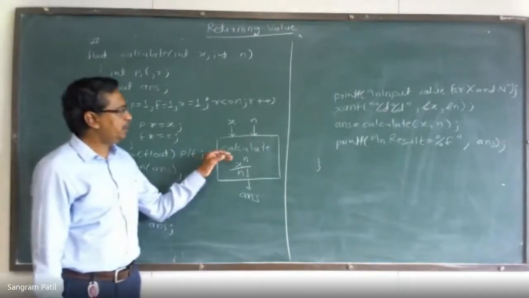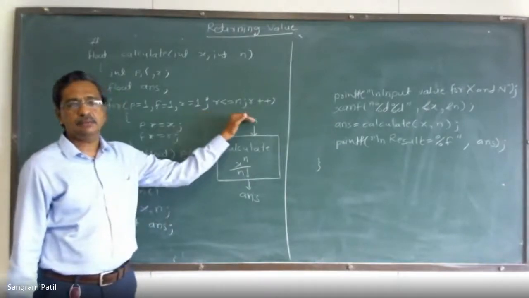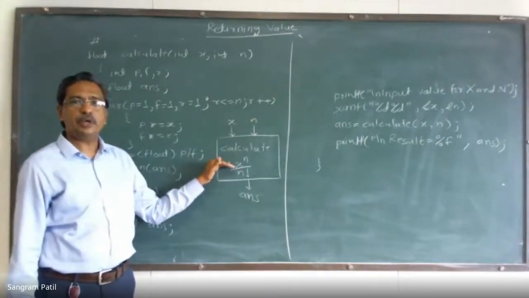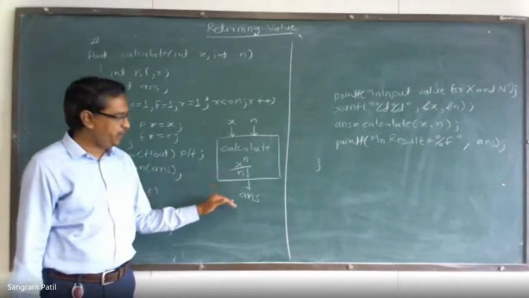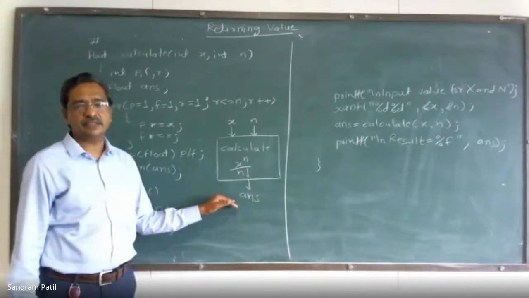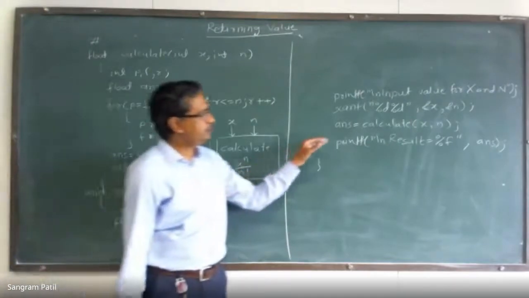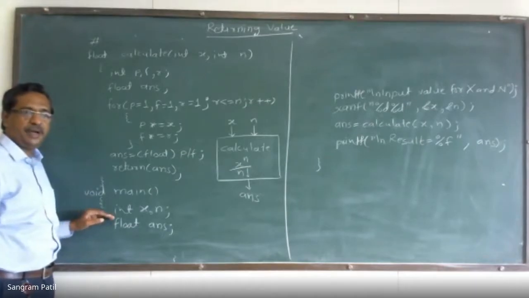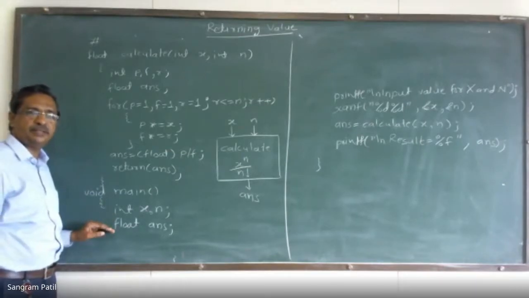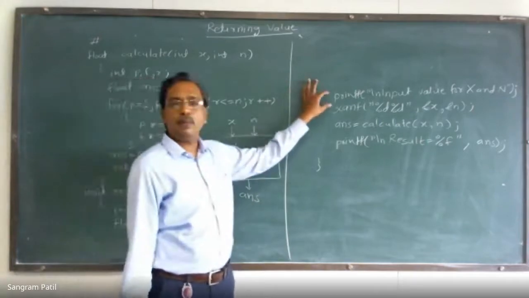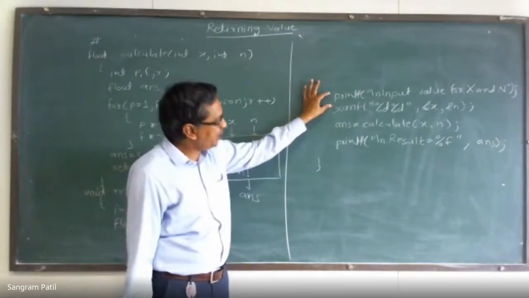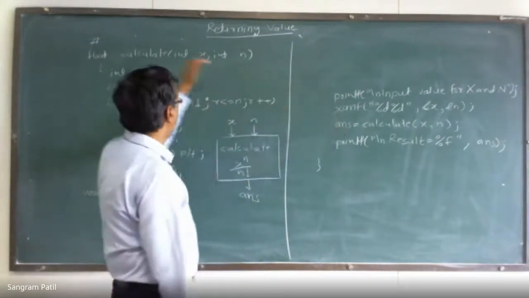So your function takes value of x and n. In function, it will calculate x raised to n divided by n factorial, and it will return value of answer. In main program, void main, we have declared x and n as an integer and answer as float. We are taking value of x and n, and then this will go to execute calculate.